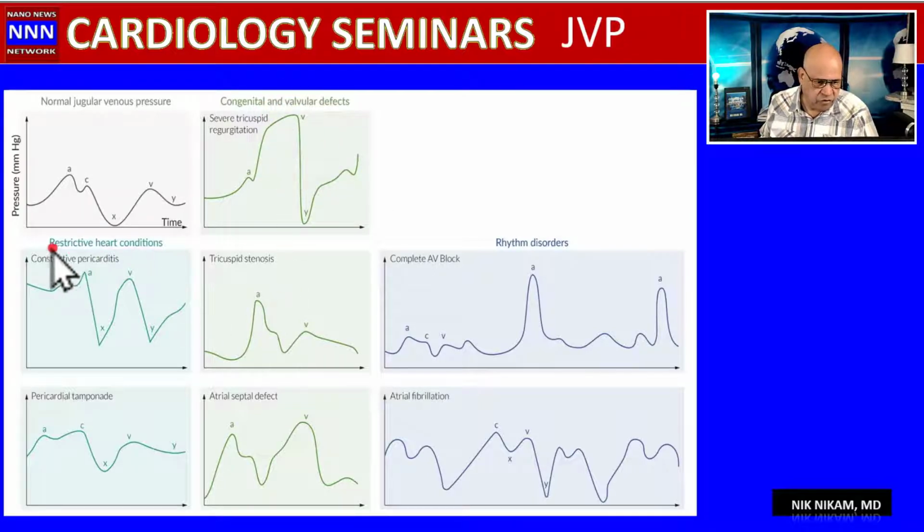And in patients with restrictive heart disease, we can see a sharp X descent, whereas in patients with tricuspid stenosis, we see a prominent A wave. And similarly, in patients with complete heart block, when the atria contracts against a closed tricuspid valve, we can see these big A waves known as cannon A wave. Whereas in atrial fibrillation, we have the absent A waves. And in patients with atrial septal defect, which almost acts like tricuspid regurgitation because it's continuous flow into the right atrium through the atrial septal defect, that causes a large V wave also.